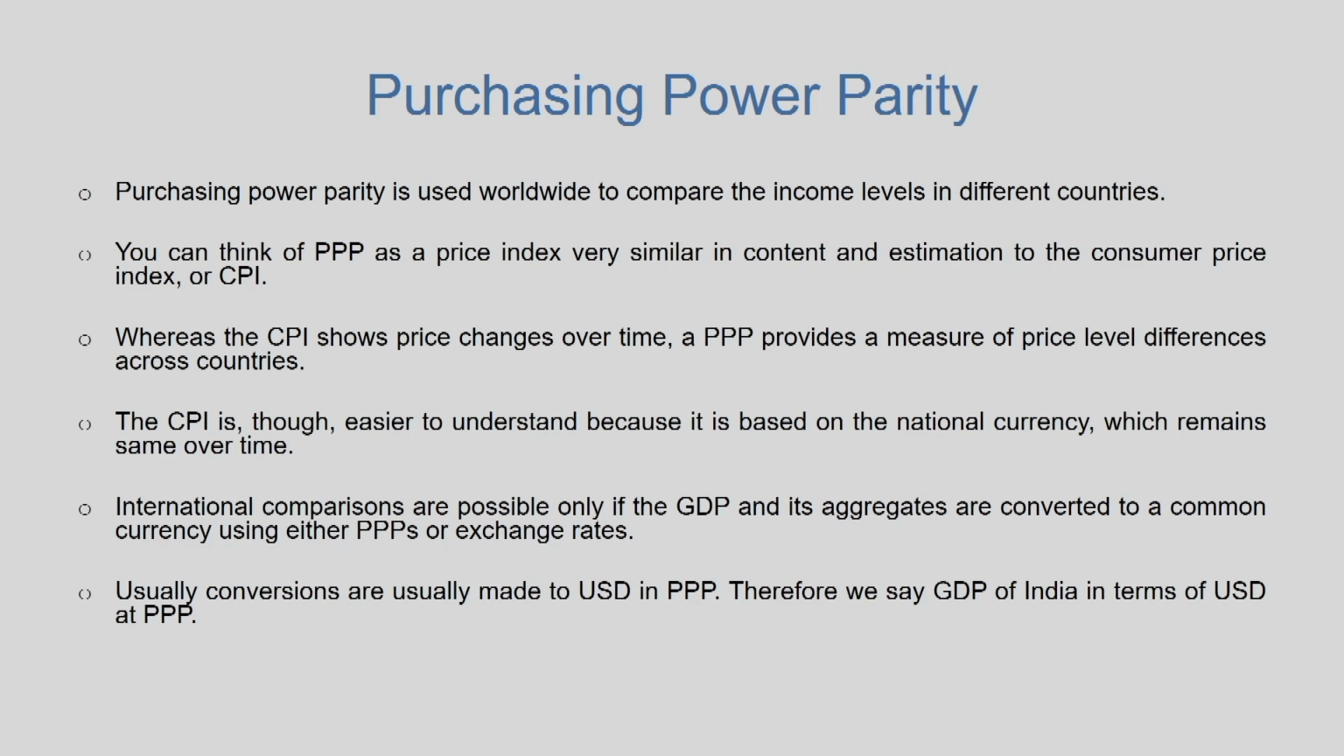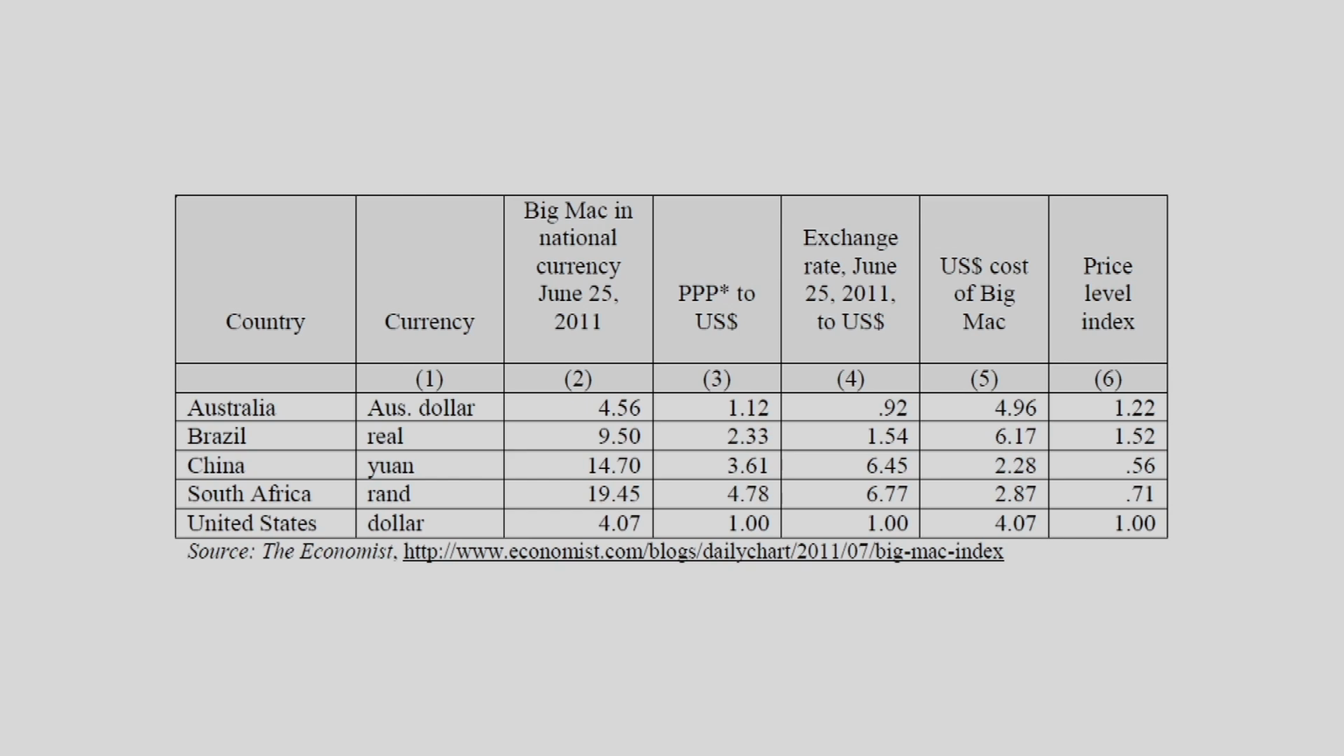However, PPP is slightly complex because we are looking at a basket of goods and services based on which international comparisons are made possible. Usually conversions are made to USD in purchasing power parity. So you would find reports, for example, the Human Development Reports or World Development Reports referring to GDP of India in terms of USD at purchasing power parity. Through this table I will demonstrate why and how PPPs are used to convert expenditures in national currencies to a common currency.